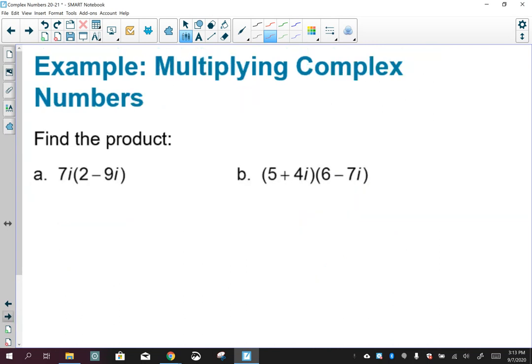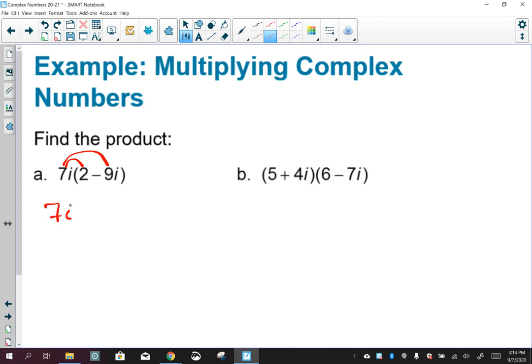Multiplying. Multiplying, for the most part, is relatively easy. You're going to do the same things as you've done before. The only difference is that you have an i squared. We know that i squared is equal to negative 1, so you actually have to do the conversion on that piece. So, start with the first one here, the 7i, and we're going to distribute that to both of those.